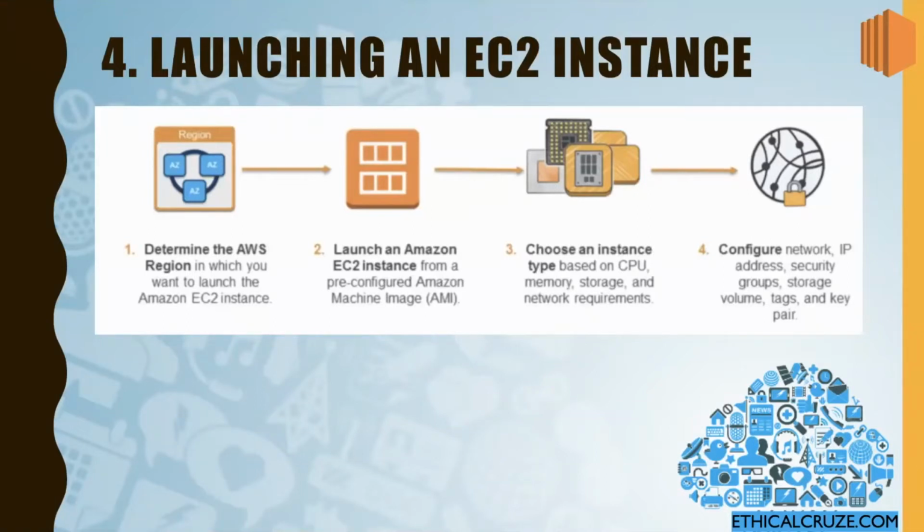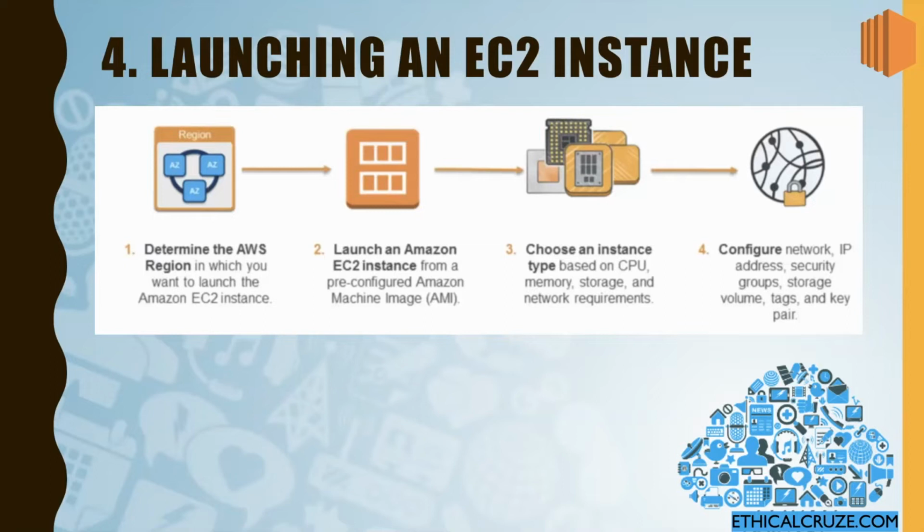After that, we can choose an instance type based on CPU, memory, storage, network requirement, and everything. There are different configuration options, but we will be basically sticking to the default options which are provided as a part of our free tier service. But there are different configurations which you can choose from. And after that, you can configure your network, your IP address, your security groups, storage volume, tags, key pair, everything. You can configure it to make it more secure for you to launch an EC2 instance. Okay, so let's see how we can basically launch an EC2 instance.